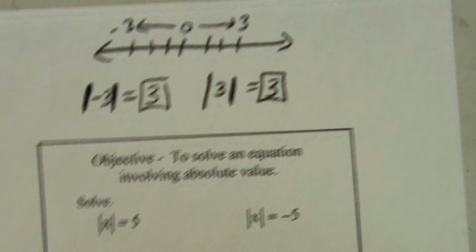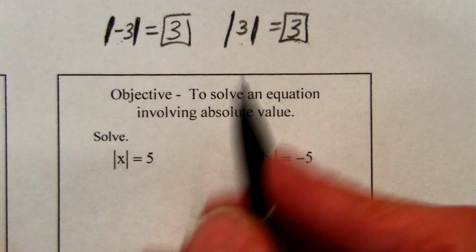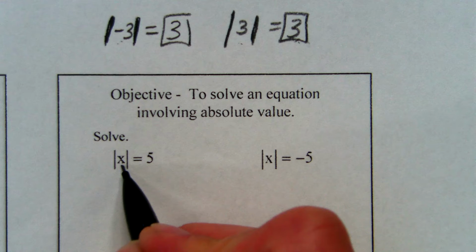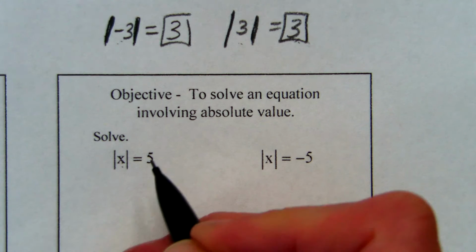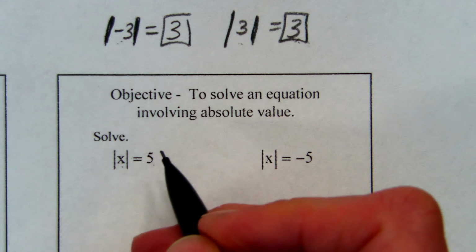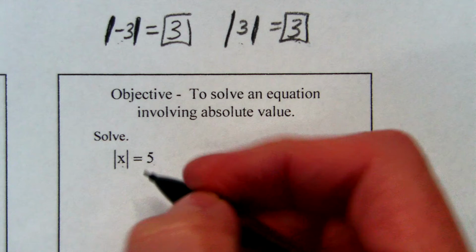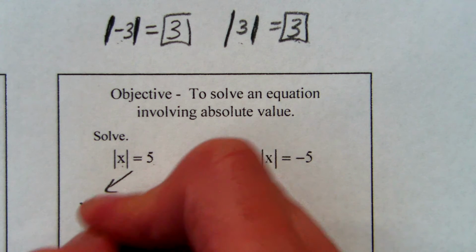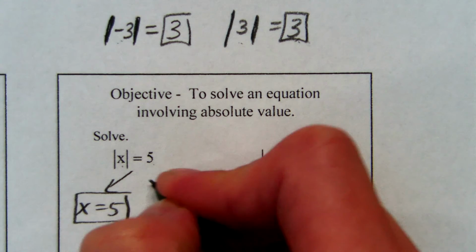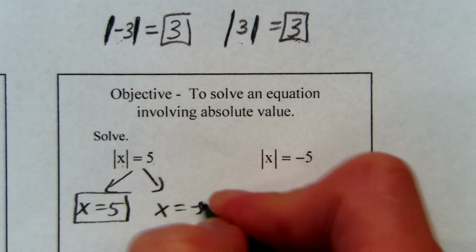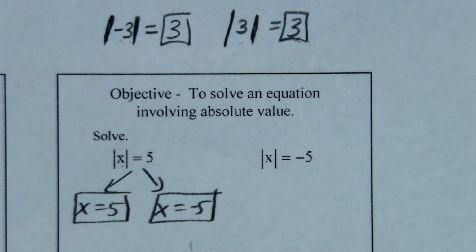So if I have this equation down here, the absolute value of x, some unknown number, is 5. There are 2 possibilities for x. What would they be? 5 and -5. So we would have that x could be 5, or x could be -5. That's the main idea for what we're going to do with these equations today: you're going to have 2 possible answers.